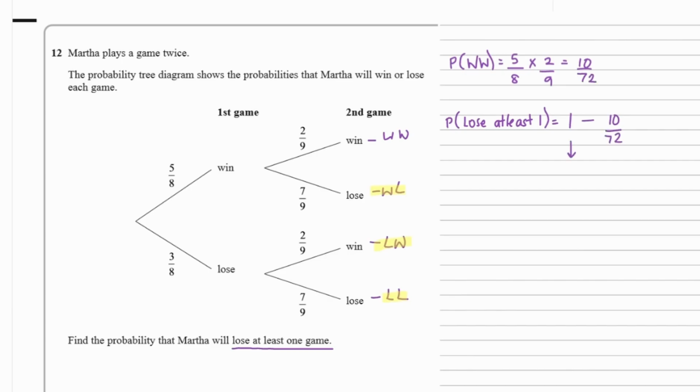Because our denominator is 72, we can write this as 72 over 72, and now take away 10 over 72, and this would give us 62 over 72. We can simplify that fraction or we can leave it as it is. So here we would get the first mark for identifying what each branch represents and which branches we would be needing for this question. The second mark would be for calculating the probabilities correctly, and the third mark would be for getting a correct final answer.